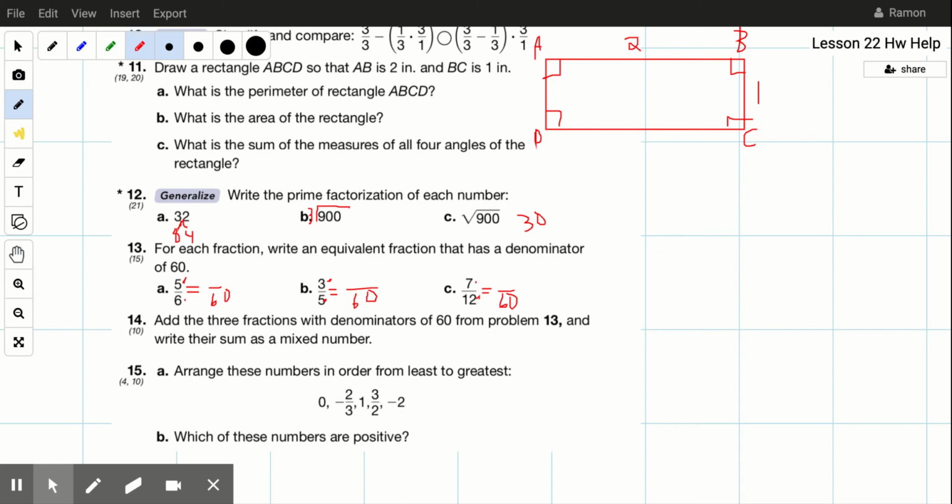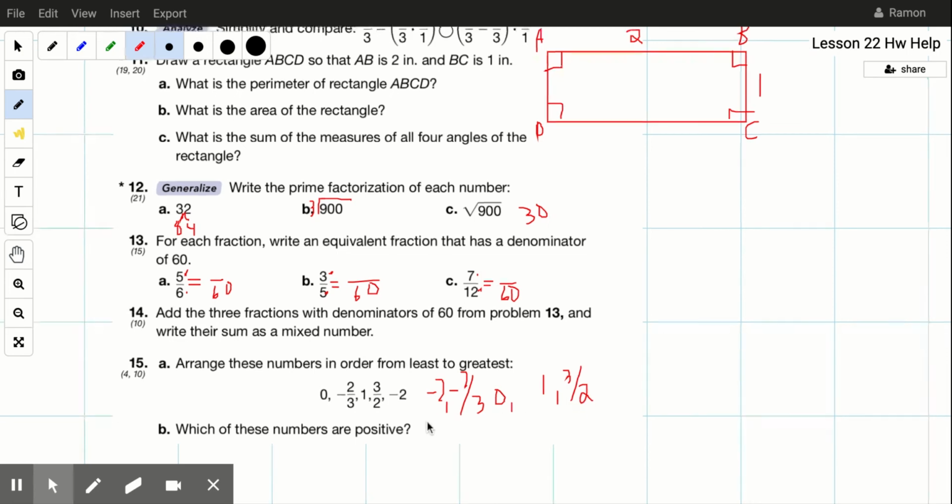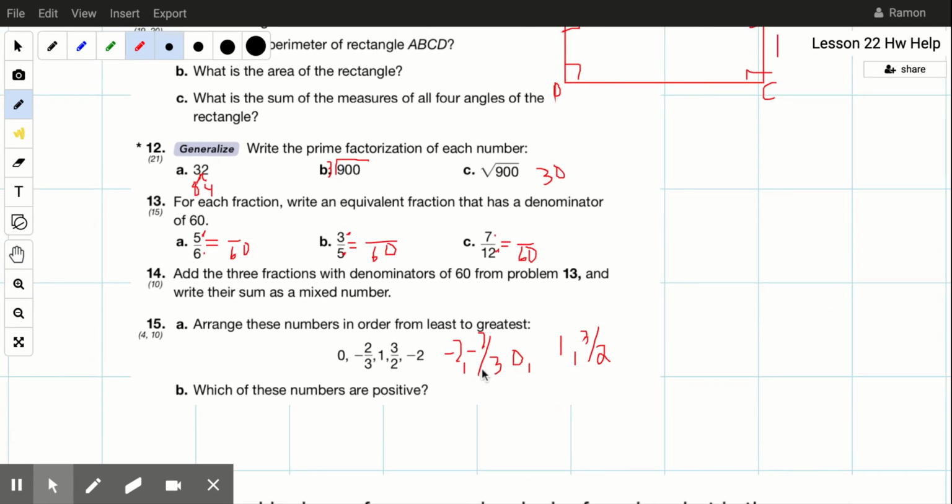Arrange these numbers in order from least to greatest. Remember, 0 is the dividing line. Everything to the left is going to be negative. And then everything to the right is going to be positive. So all the numbers that are bigger than 0 are going to be the positive numbers. So just keep that in mind. I'm not putting them in order. That's up to you to do. Well, actually, it looks like I did put them in order. So everything to the right of 0 is a positive number.